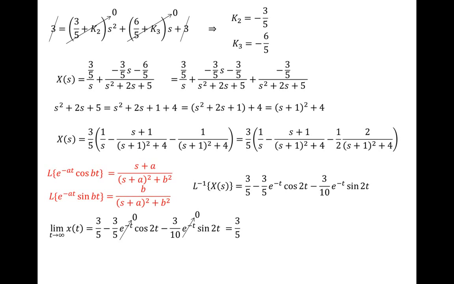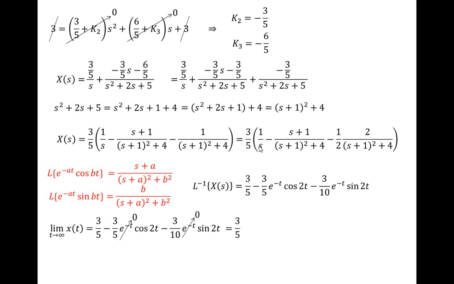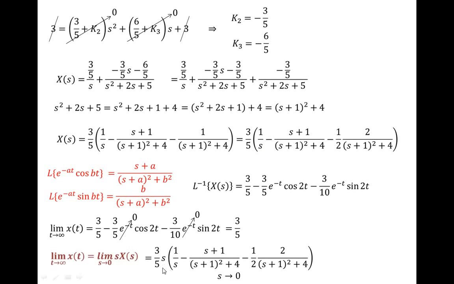In another way, I can use the final value theorem to calculate the final value of x(t). The final value theorem says the limit of x(t) when t goes to infinity is equal to the limit of s X(s) when s goes to 0. So I have X(s) here. If I multiply by s and take the limit, I will have 3 over 5 s multiplied by this factor. By taking the limit when s goes to 0, the final value will be 3 over 5, which is exactly the same as the value we got from the limit of x(t) when t goes to infinity.